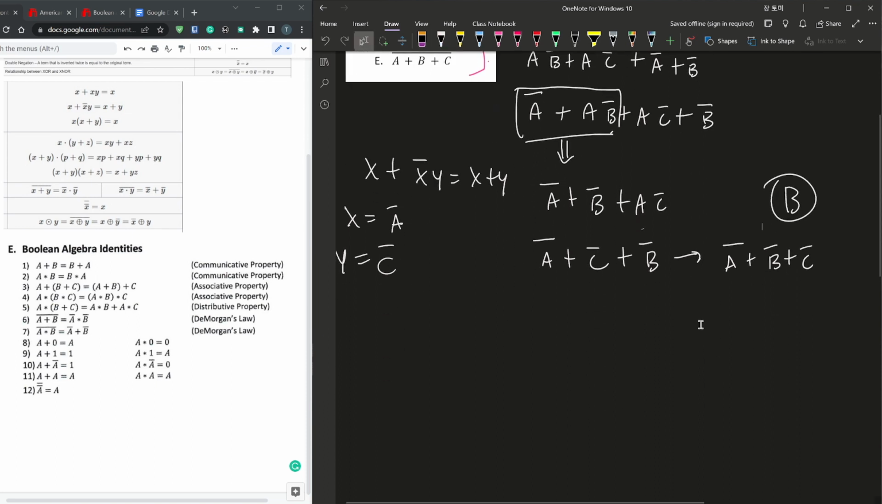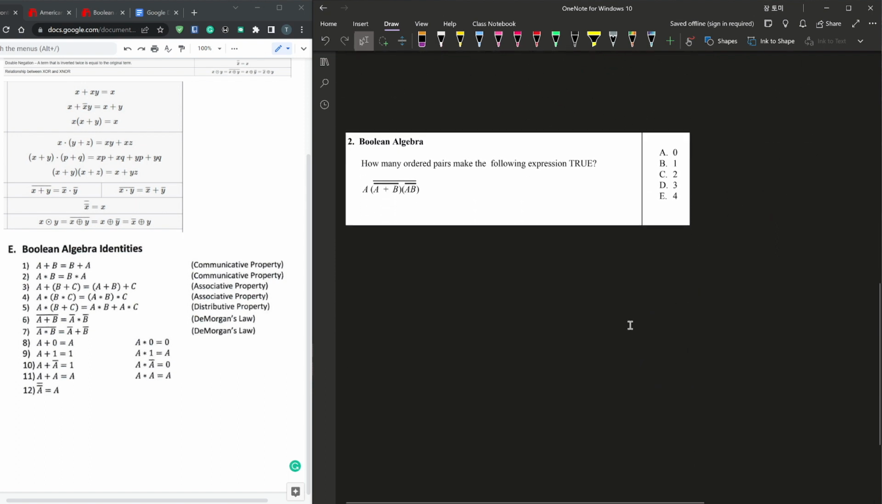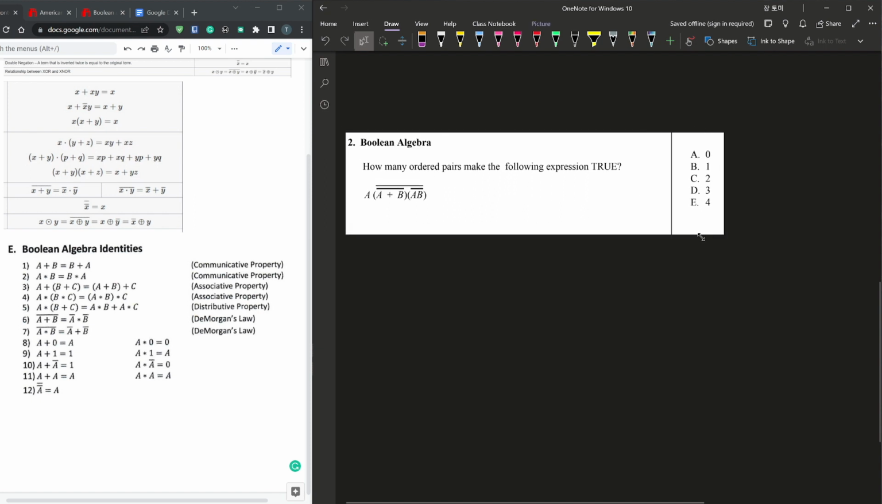We will move on to the next problem. The next problem's slightly more interesting because it asks you how many ordered pairs make the following expression true. If there are 3 variables, it's going to ask you for an ordered triple. If there are 4, which happens very rarely, it's going to ask you for an ordered quadruple.